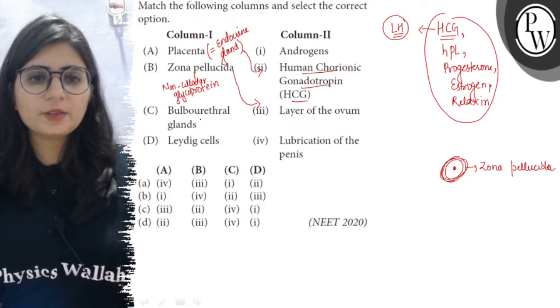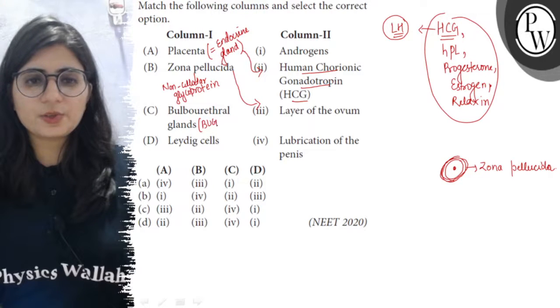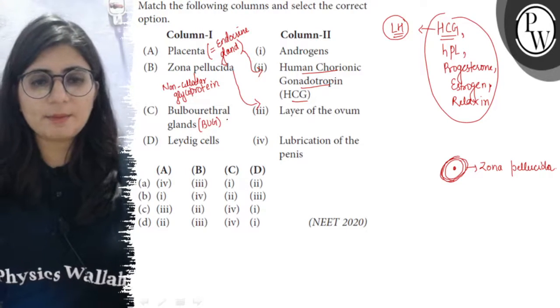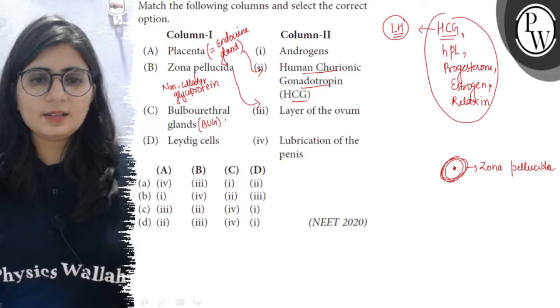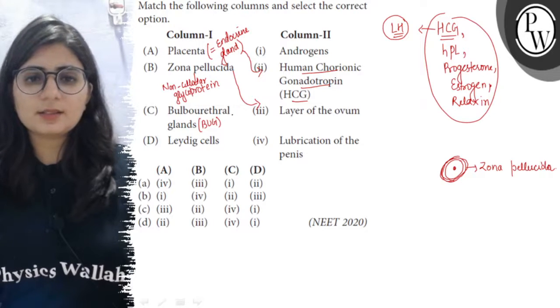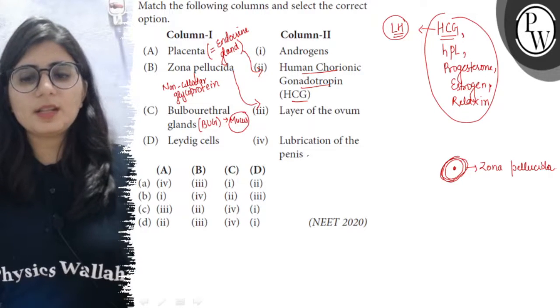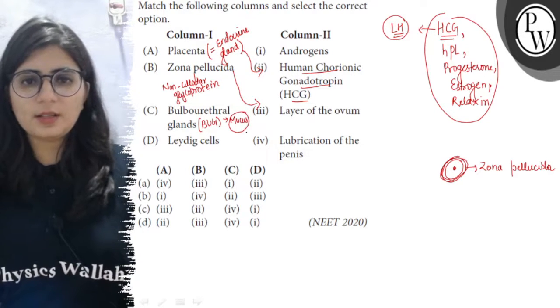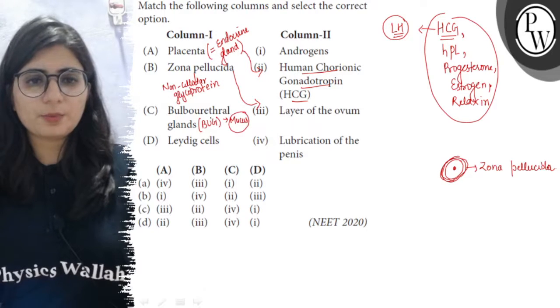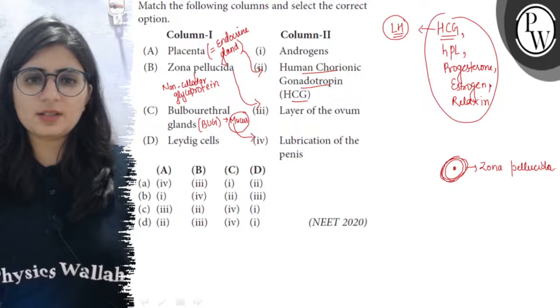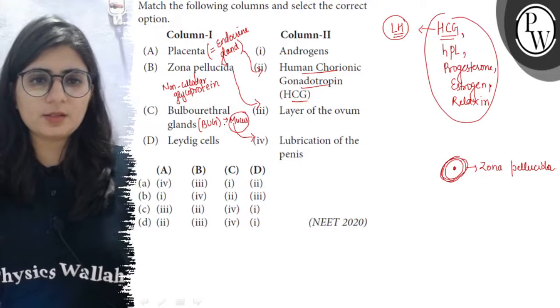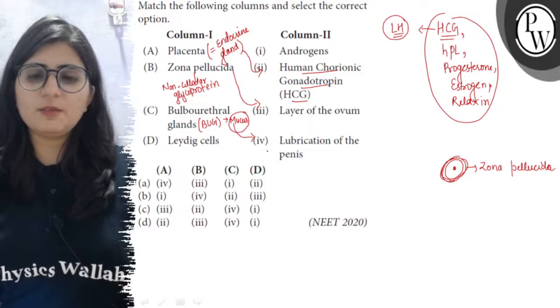Now bulbourethral glands or BUG, which are also known as the Cowper's gland. These are male accessory glands and these release the mucus. So the principal secretion of these include mucus, and mucus lubricates the penis for the easy transport of sperms. So bulbourethral glands are involved in the release of mucus, which is involved in the lubrication of penis. So C option goes with 4.